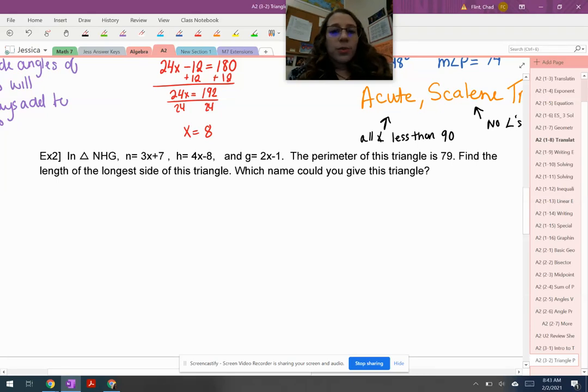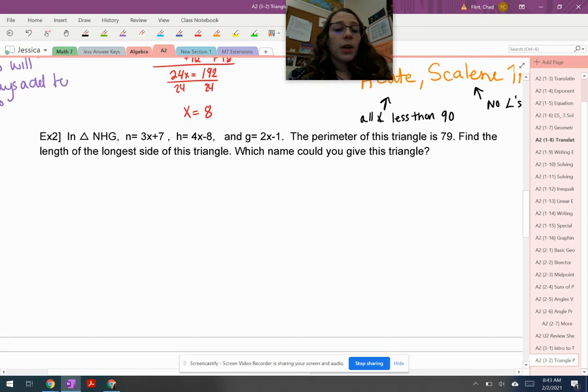Right, so this is example 2 for Algebra A2, Unit 3, Lesson 2 on triangle problems. In triangle NHG, n is equal to 3x plus 7, h is equal to 4x minus 8, and g is equal to 2x minus 1. The perimeter of this triangle is 79. Find the length of the longest side of this triangle. What name could you give this triangle?